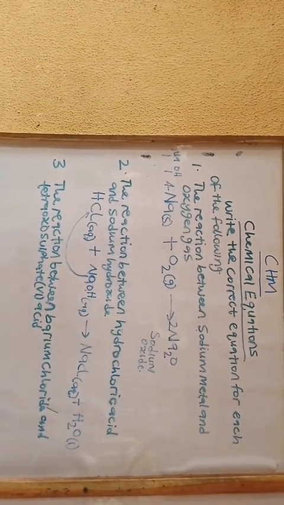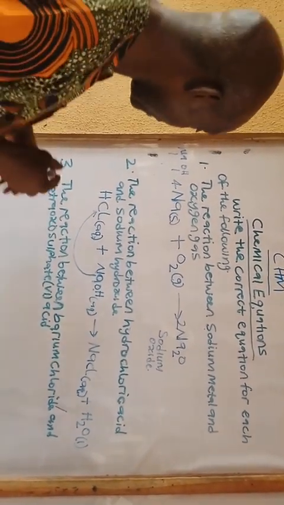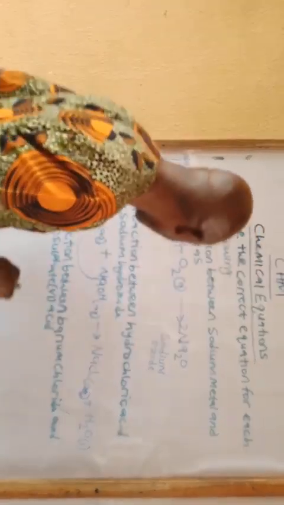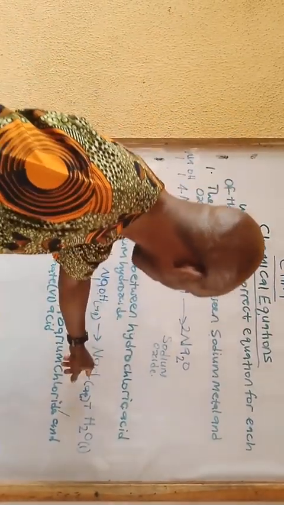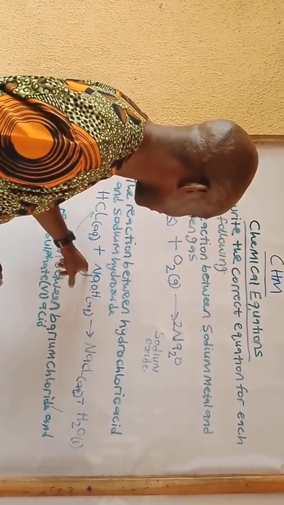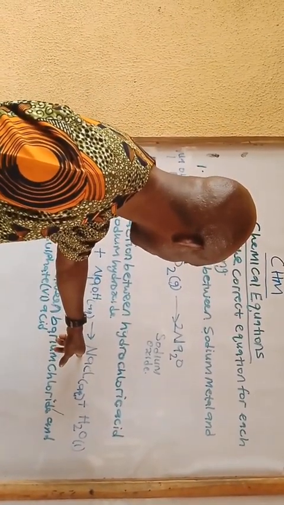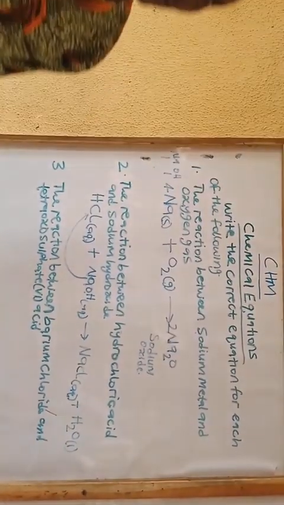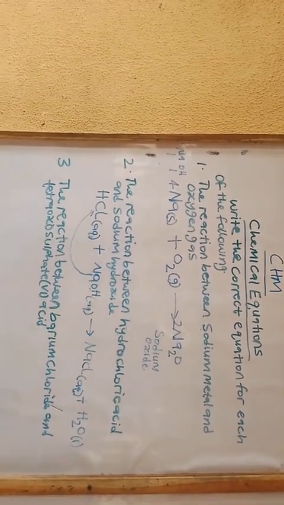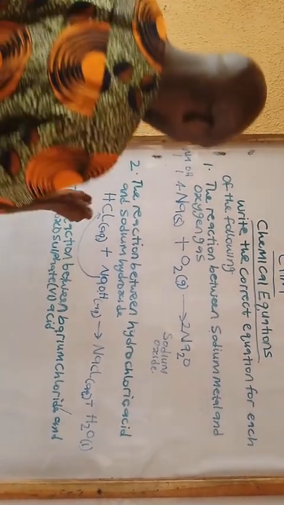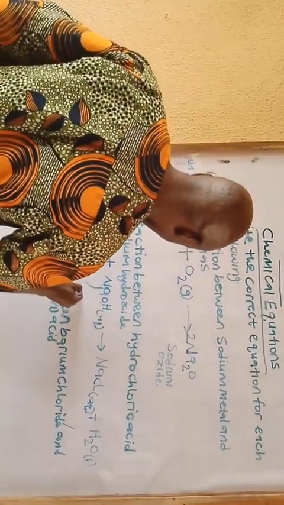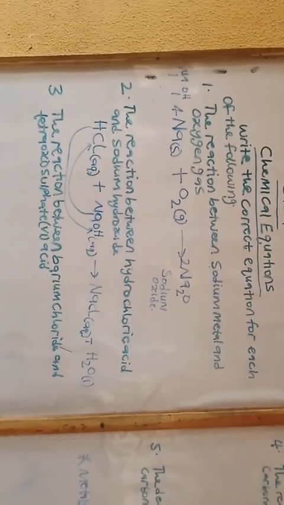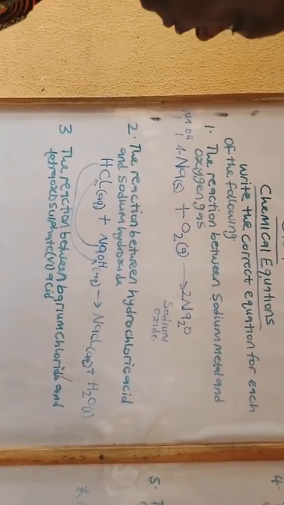Are you getting it now? So the next thing is to look at if it is balanced. Two hydrogen at the reactant side, 2 hydrogen at the product side, 1 chlorine at the reactant side, 1 chlorine at the product side, 1 sodium at the reactant side, 1 sodium at the product side, 1 oxygen at the reactant side, 1 oxygen at the product side. So it is balanced. You don't need to add any number. So it's already a balanced equation. So thank you. We continue from there.